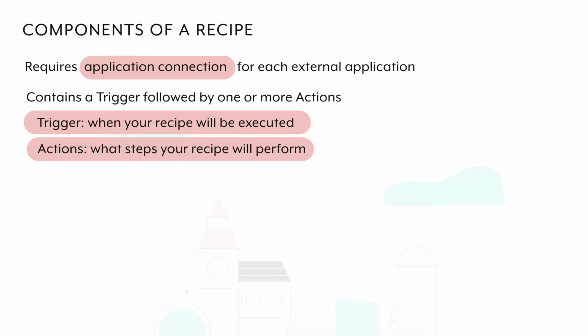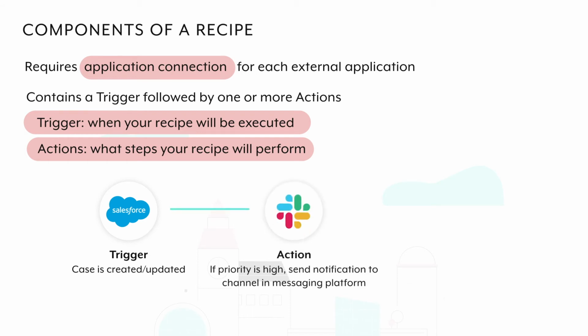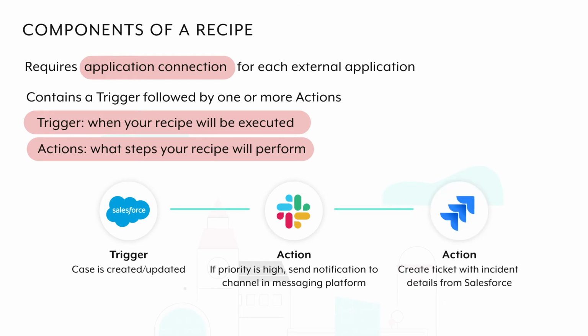In the ticket escalation scenario that was described earlier on, whenever a case is created or updated in Salesforce, the recipe gets triggered, and the actions include sending a notification to Slack for high-priority cases and creating a Jira ticket with incident details from Salesforce.